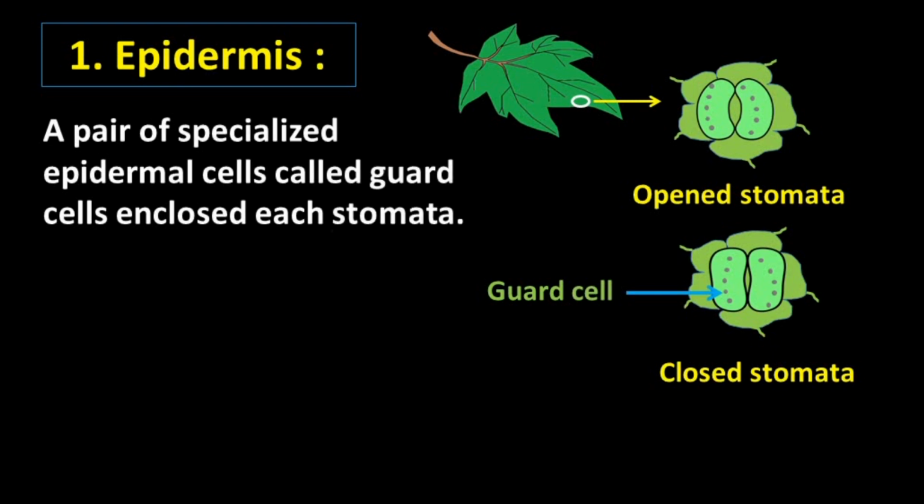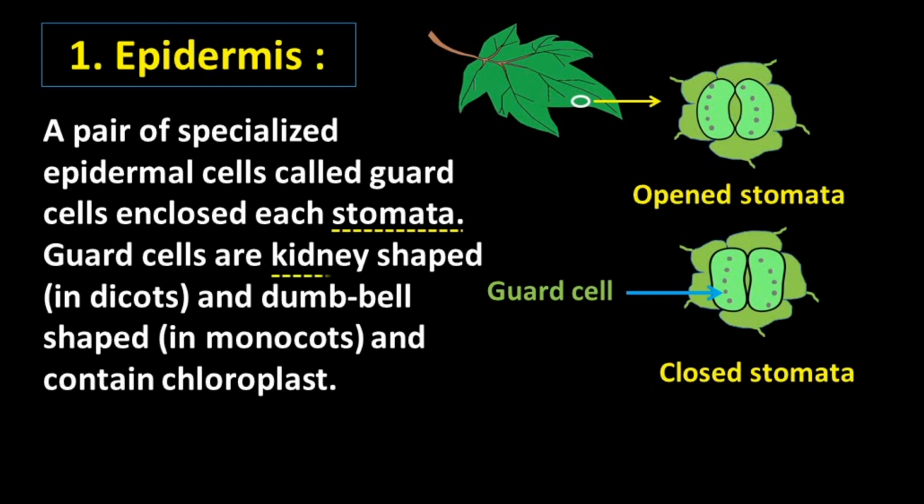A pair of specialized epidermal cells called guard cells enclose each stomata. Stomata के around एक पेयर होती है cells की, उसको हम कहते हैं guard cells. These guard cells help to open and close the stomata. Stomata open in the presence of light and close in the absence of light.